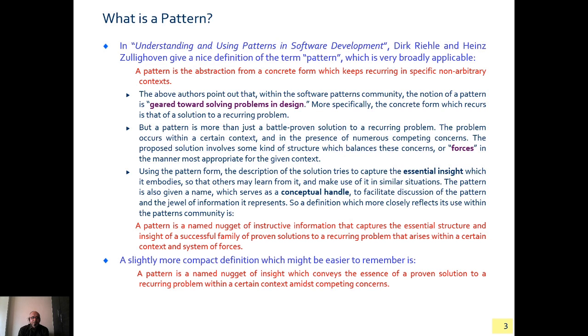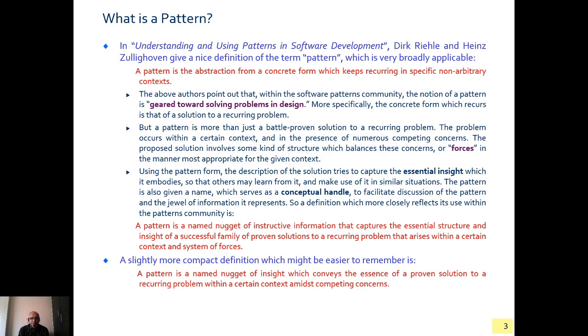Moving next, what is a pattern? As I mentioned at the end of the previous slide, a pattern is based on abstraction, that is, keeping the needed and discarding the rest. A pattern is an abstraction from a concrete form which keeps recurring in specific non-arbitrary contexts. So, it is geared around solving problems in design.